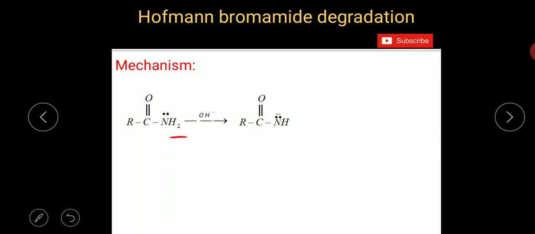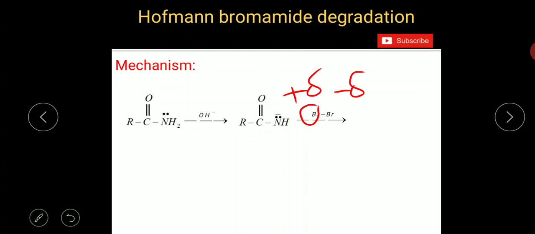So you will get RCONH minus. So you got a negative charged species here. When Br2 molecule approaches this negative charged species, polarity will be induced into Br2. The bromine atom which is close to negative charged nitrogen will get partial positive charge, and the bromine atom which is away from that negative charged nitrogen will get partial negative charge. So polarity is induced to bromine molecule.